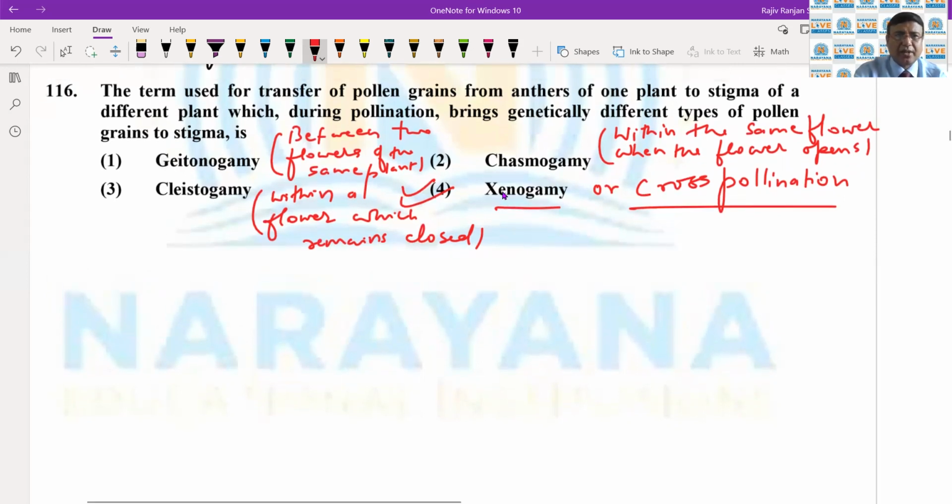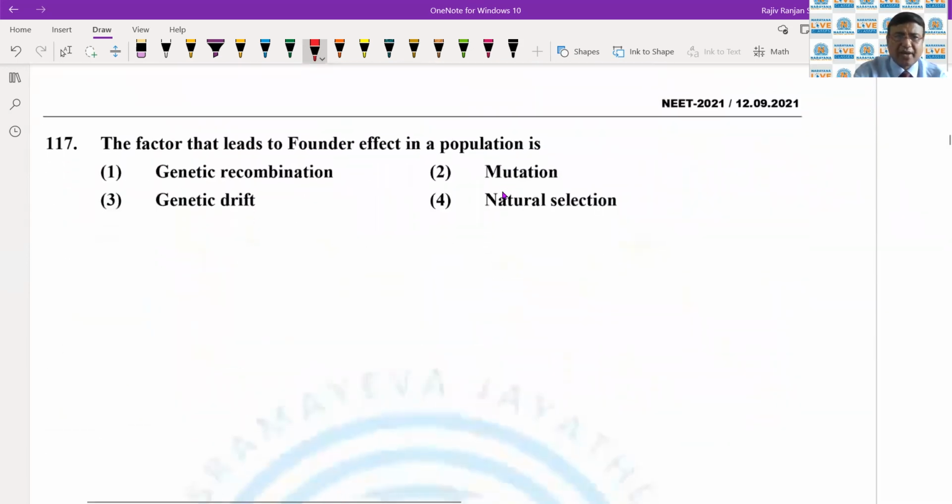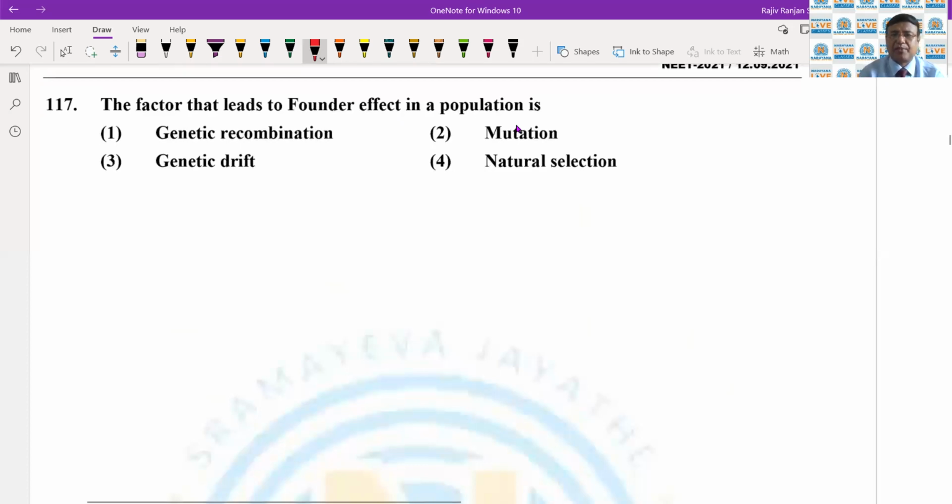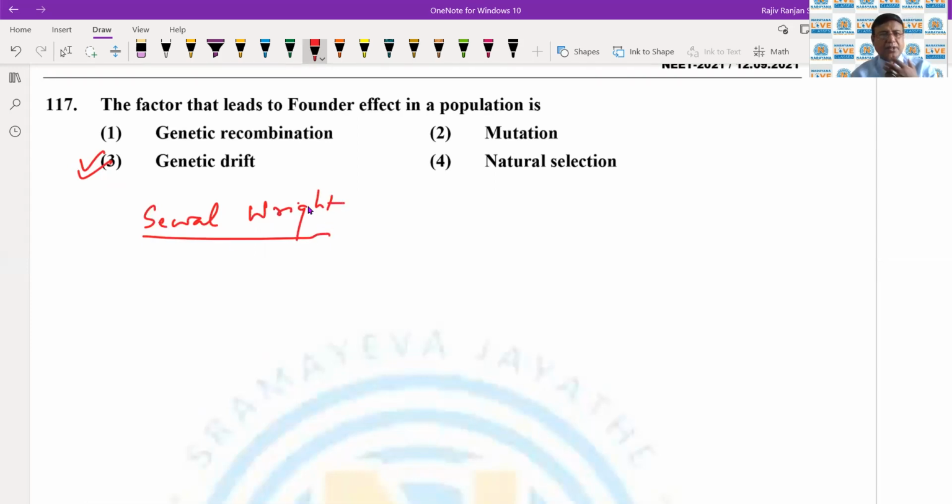Okay, so let's now see question number 117. The factor that leads to founder effect in a population is 1. Genetic recombination, 2. Mutation, 3. Genetic drift, and 4. Natural selection. So the correct option is genetic drift. Genetic drift is a term given by Sewall Wright. So here we have just been given the term genetic drift.